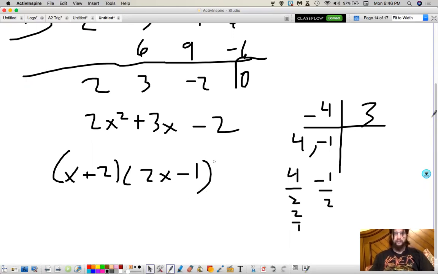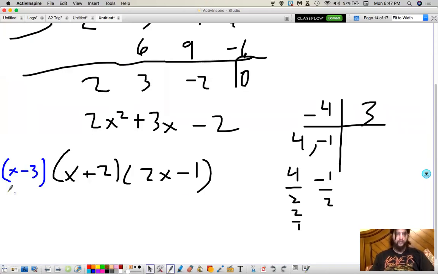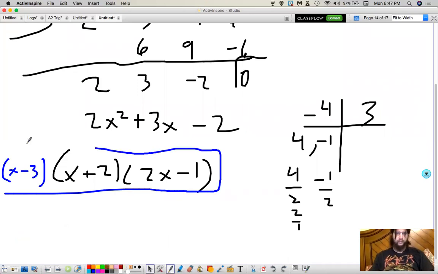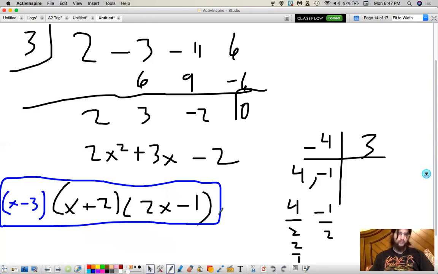That's this factor, right? What about this piece right here? k equals 3, so x minus 3 is our factor, right? So don't forget that one. I'm going to shove it out front or in the back or in the middle. Doesn't really matter. And there we go. That is factored form. Make sure you put that original zero in there for both the zeros and the factored form. Otherwise, you will lose points that are free. Don't lose free points. They're the best kind.